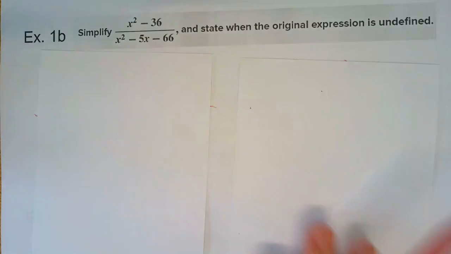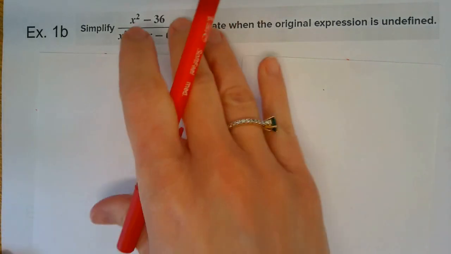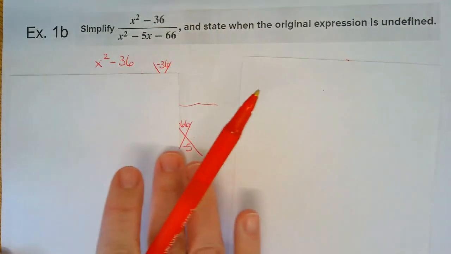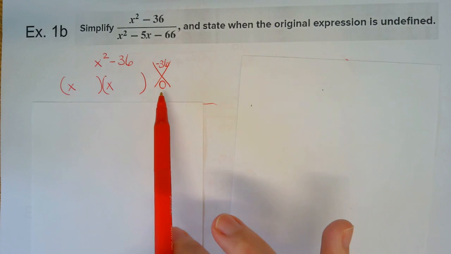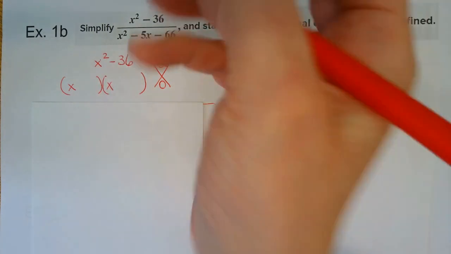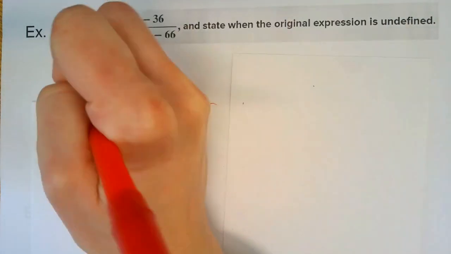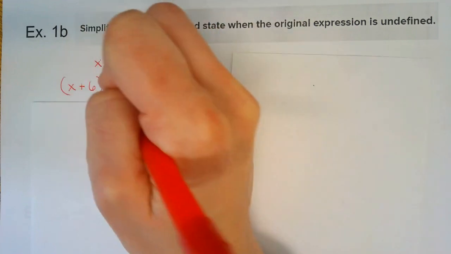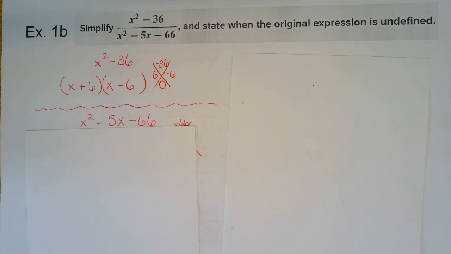Okay, pause the video and see if you can do the next one. On the next one, you would have wanted to factor the top. So x squared minus 36 means that I would have had -36 on top and a 0 in the denominator. So this is a difference of 2 squares. So I need the same number, and one of them is going to be positive, one of them is going to be negative. So I would have x plus 6 and x minus 6 for my two factors.